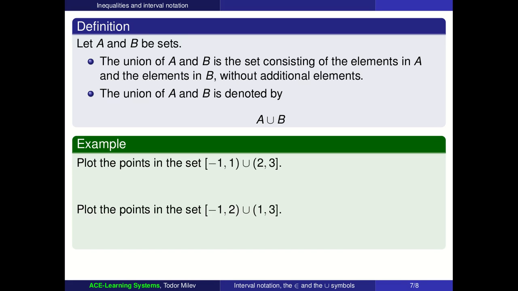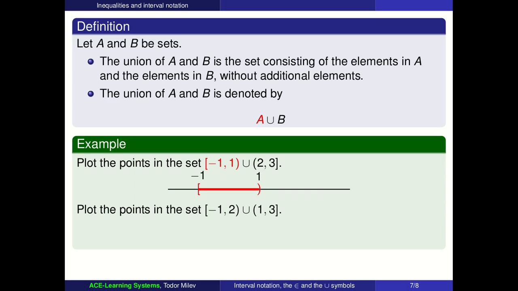All right. So let us do a quick example. Let's plot all points in the set. Here we have the interval from -1 to 1, union with the interval from 2 to 3. So let's quickly plot the points in that set.